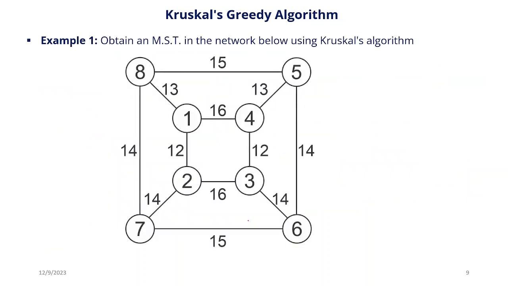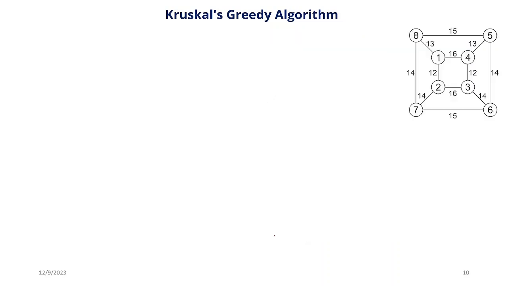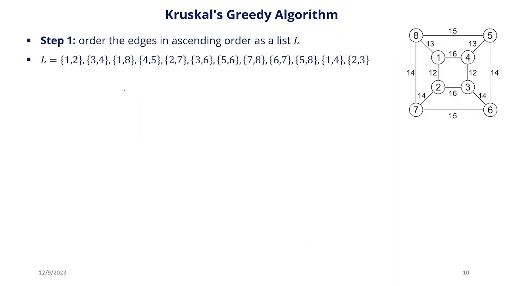Obtain the minimum spanning tree in the network below using Kruskal's algorithm. So we'll follow the steps. Step 1, we have to order the edges in ascending order as a list L, and this is what we have. So how do we order in ascending order? We look at the weights of the graph. The smallest weight here is 12 and it is duplicated.